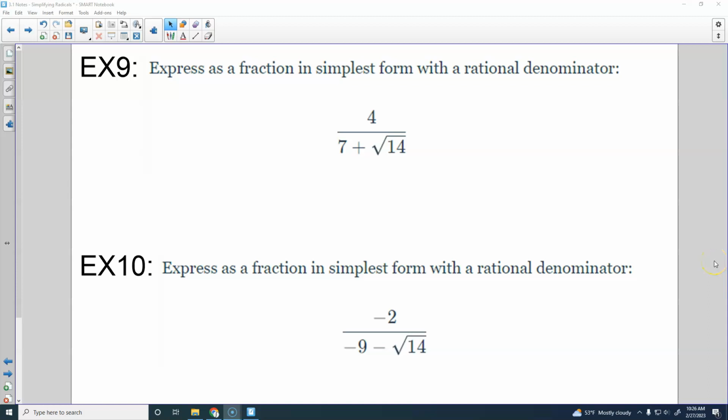Don't write it all. It doesn't matter to me. They're your notes. But it's going to ask you to express as a fraction in simplest form with a rational denominator.